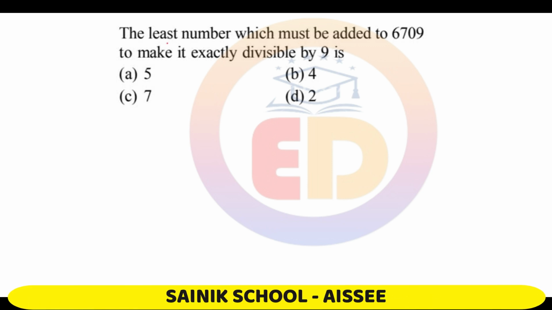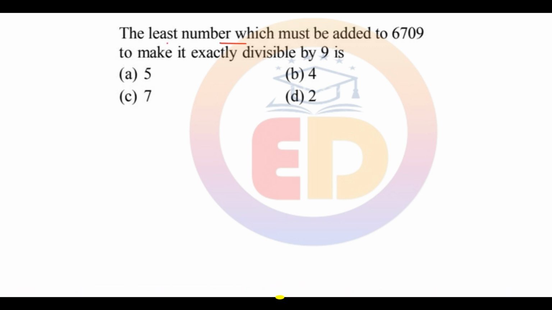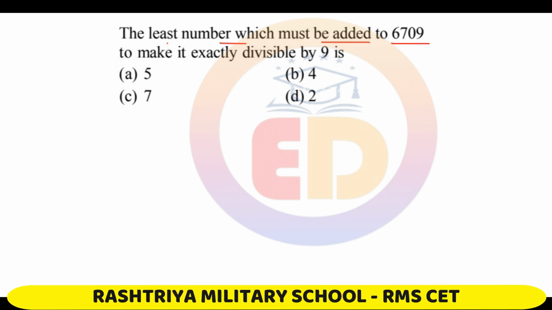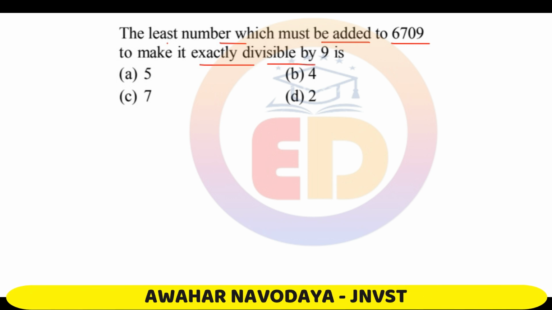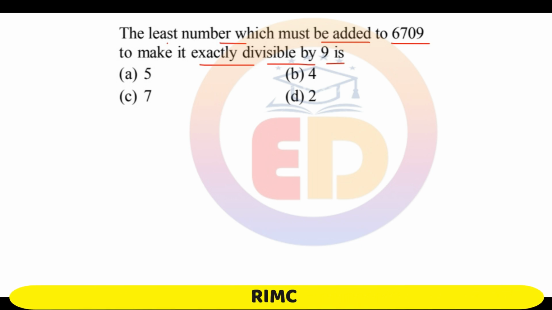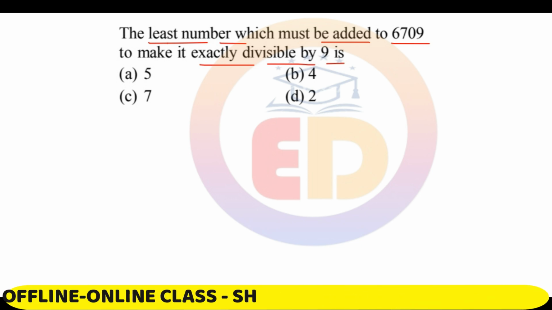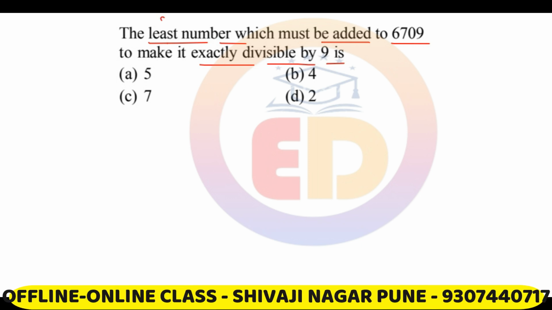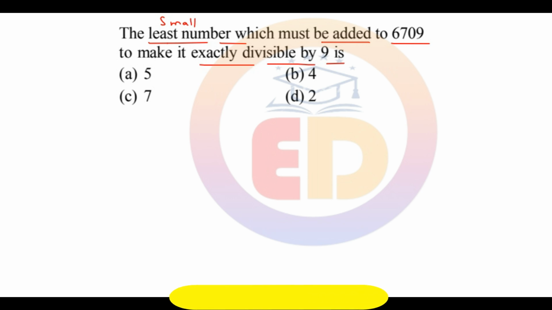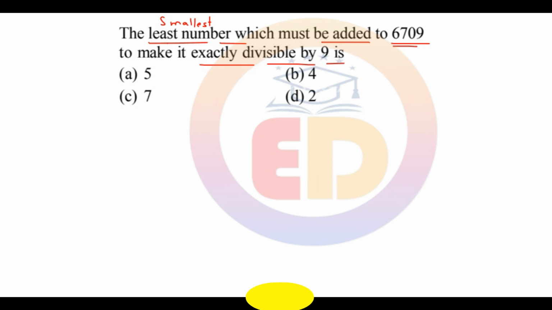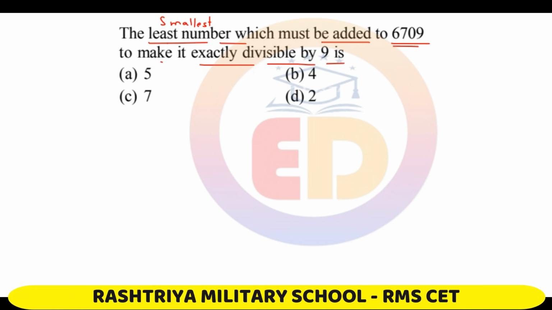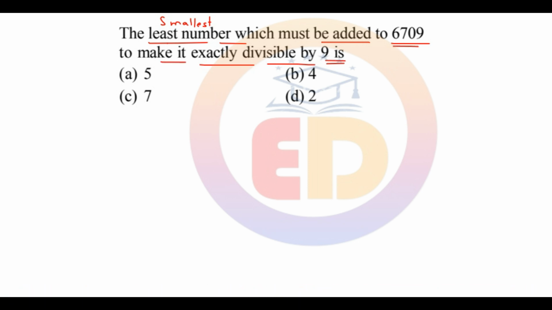The least number which must be added to 6709 to make it exactly divisible by 9. Let us break down the language of the question. First of all, it says the least number. Least number means smallest number. The question says the smallest number which must be added to 6709 to make it exactly divisible by 9 is.